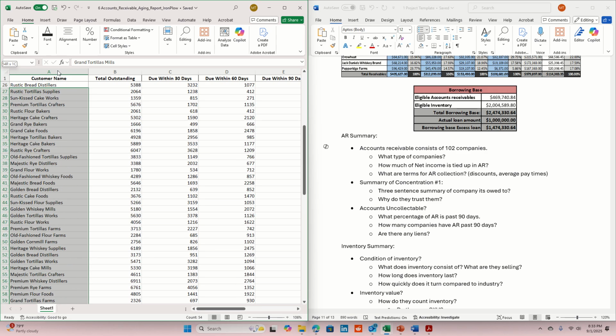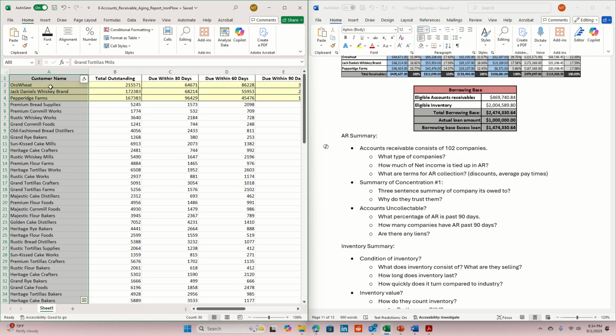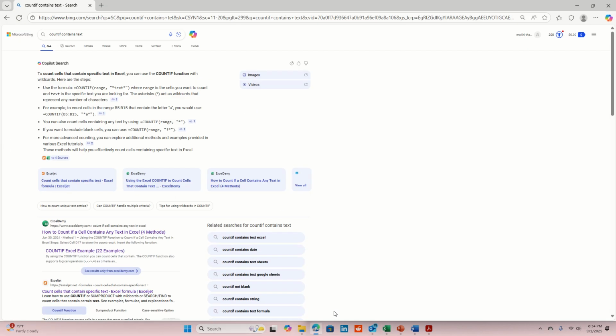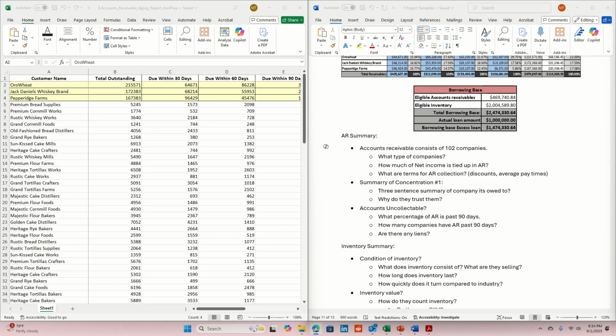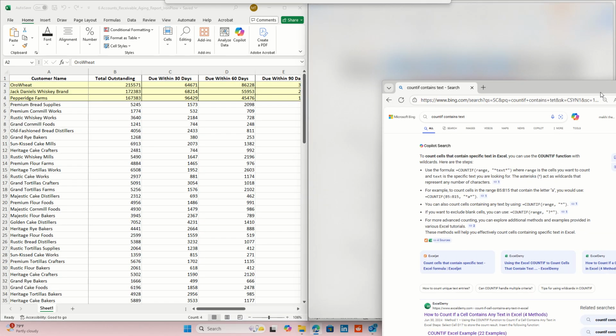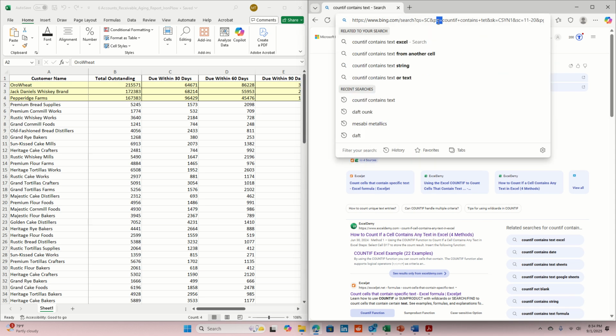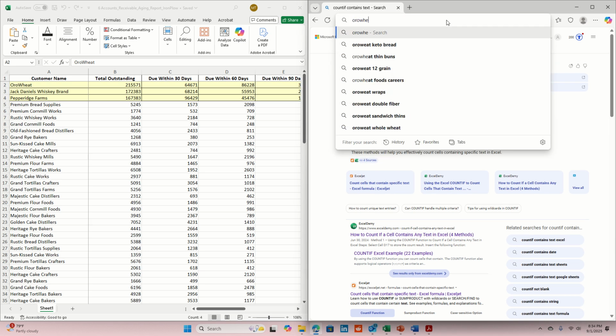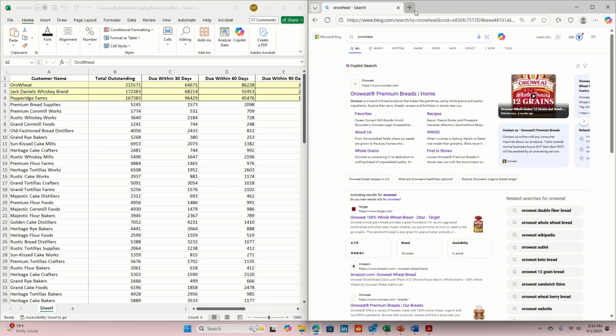What do all these companies have in common? Every single one of these companies is a meal, but some of you guys, these companies might not be so specific. So we're gonna focus on the big three companies. So again, if we look up Oral Wheat. Okay, it looks like they're a whole grain company. They make whole wheat bread.